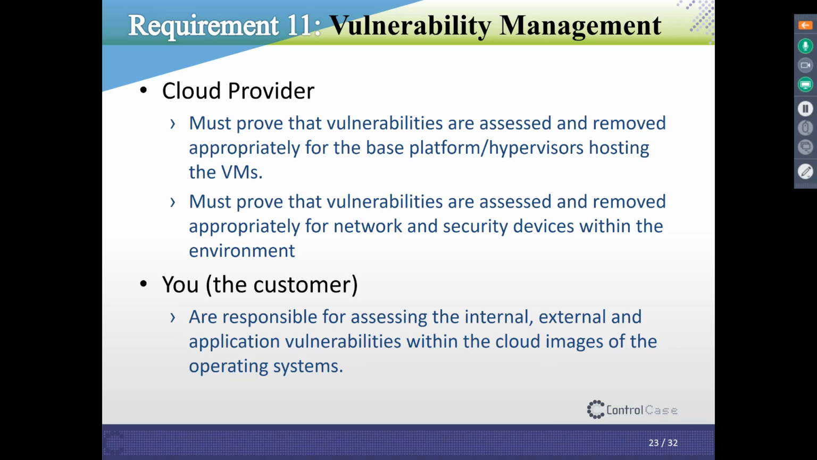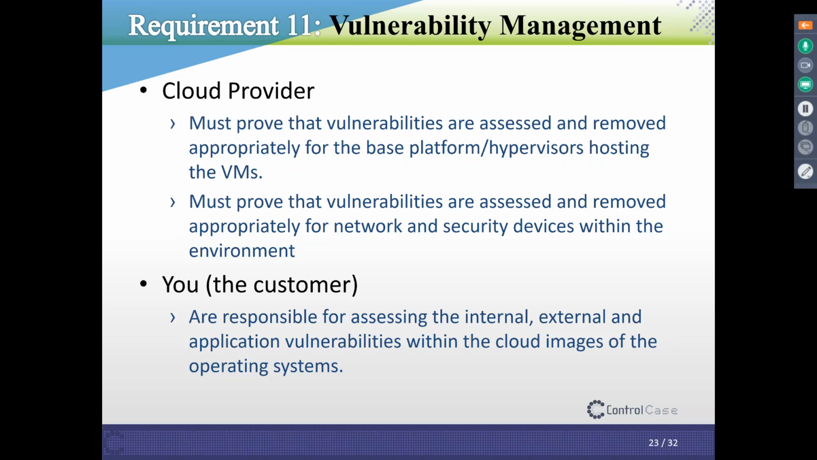And so the cloud provider has to make sure that they are always on top of ensuring that the base platforms and the hypervisors are appropriate when it comes to vulnerabilities being looked at, that they don't affect multiple customers, and that they are fixed on an ongoing basis, without fail. Customers have a big responsibility here too, which is to ensure that they are looking at their own virtual machines and scanning their own internal devices on an ongoing basis.